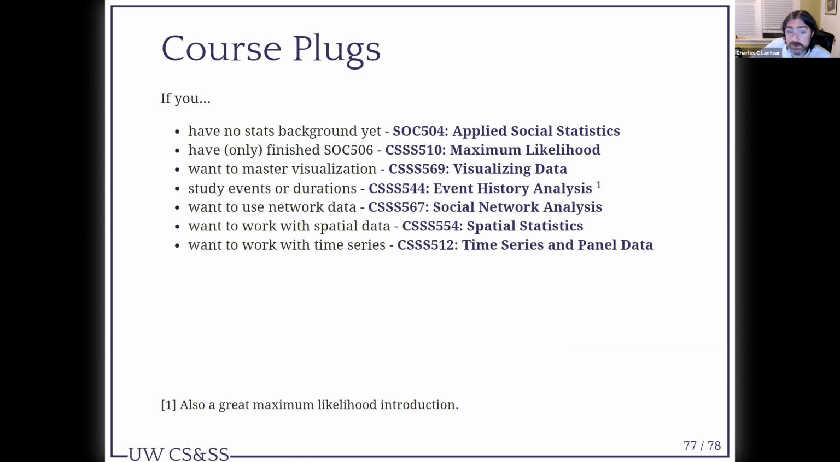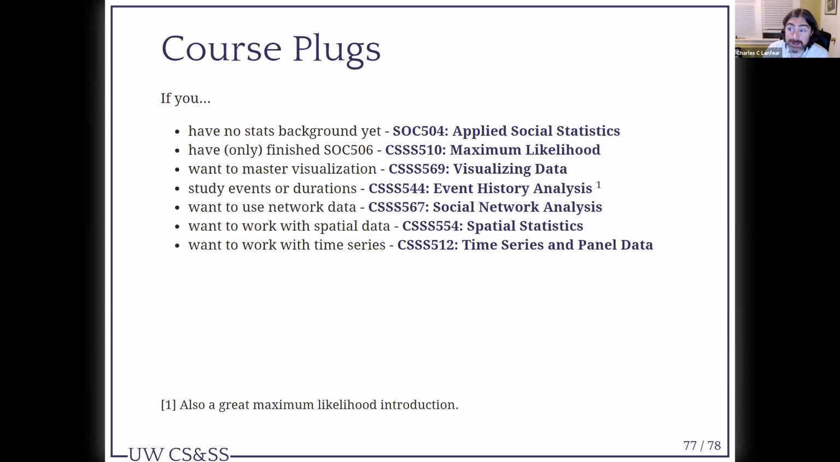So some plugs for future stats classes. If you've got no stats background at all, I strongly suggest starting with something like SOC504 Applied Social Statistics. It's a good intro to graduate level stats. If you have finished a stats sequence in your program, for instance, the SOC sequence or poli-sci sequence or something, the next step for most people is usually CSSS508 Maximum Likelihood by Chris Adolph in the autumn. It's a really good introduction to maximum likelihood. And maximum likelihood is sort of the underlying method in just about every common, more advanced statistical routine. And likelihoods are also a really important part of even Bayesian stats. So if you learn to get good at likelihood, it kind of covers everything.